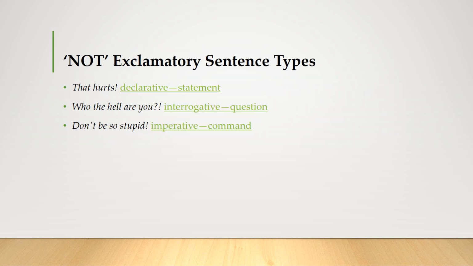And there are some sentences like, that hurts. This is an example of declarative statement. Who the hell are you? Interrogative question. Don't be so stupid. This is imperative command. Here the point to remember is these are not exclamatory sentences, as they are simply various sentence types made with emotions and given an exclamation mark.